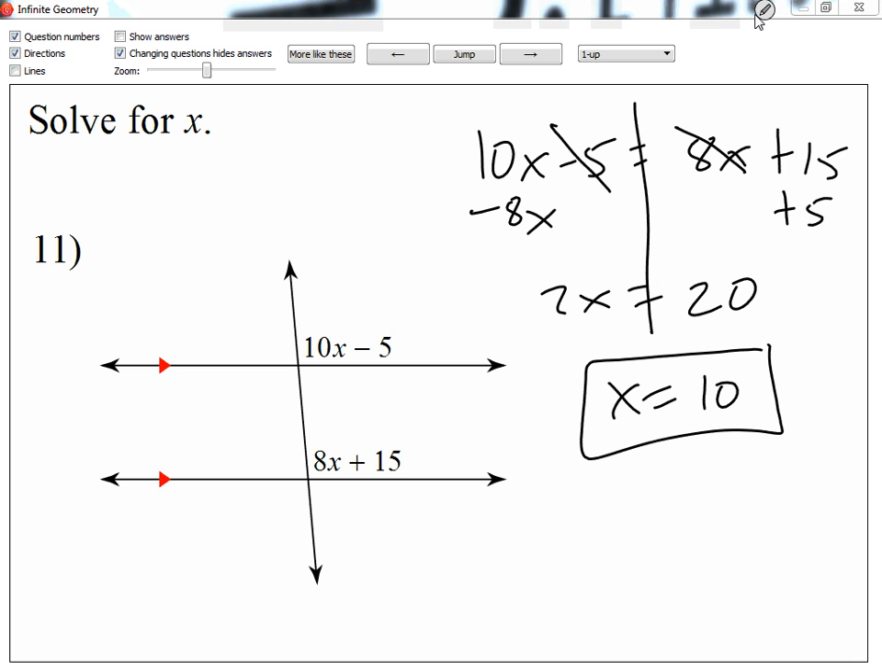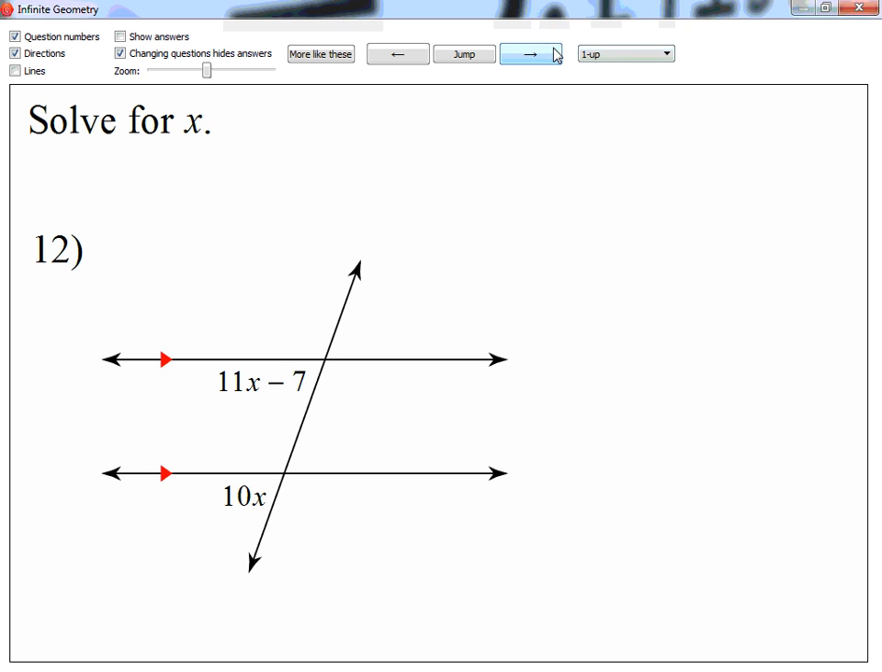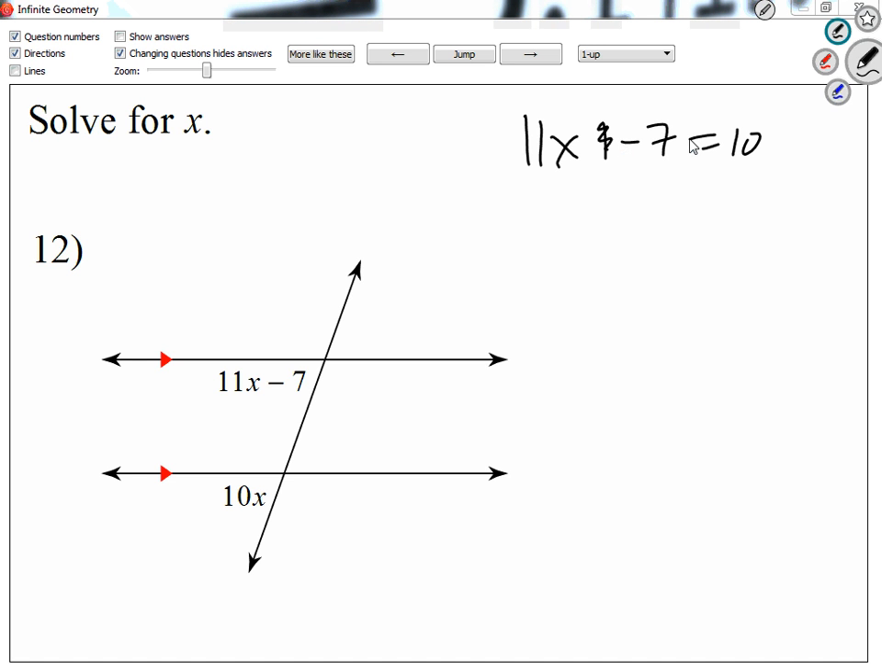Alright, any questions up until 16? 12? Do these equal each other or do they add up to 180? They equal each other. So let's just write 11x minus 7 equals 10x.